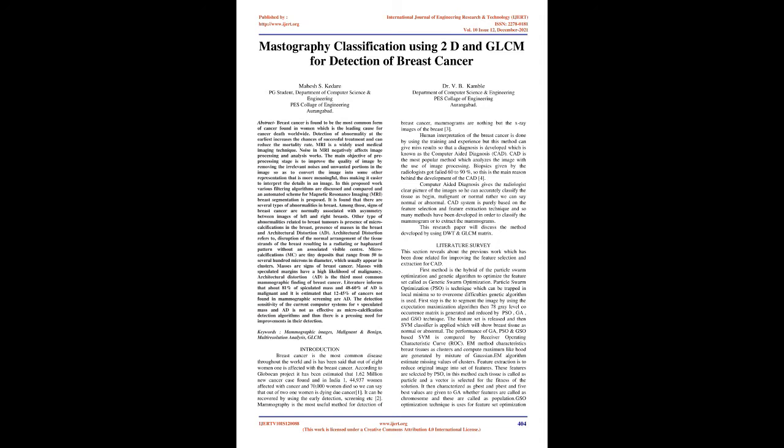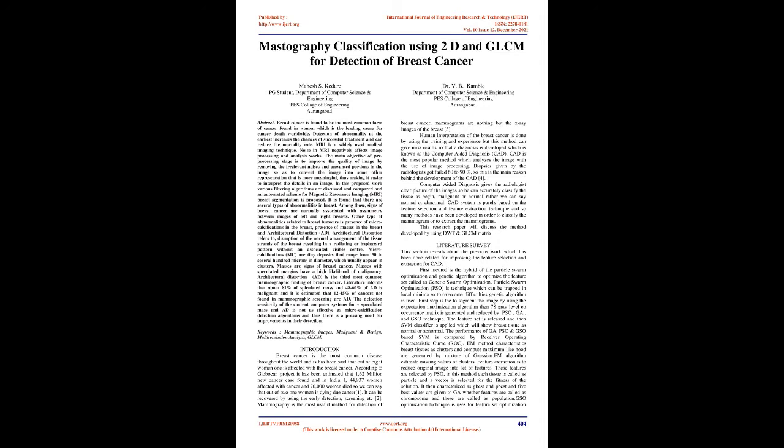Microcalcifications, MC, are tiny deposits that range from 50 to several hundred microns in diameter, which usually appear in clusters. Masses are signs of breast cancer. Masses with speculated margins have a high likelihood of malignancy. Architectural distortion, AD, is the third most common mammographic finding of breast cancer.